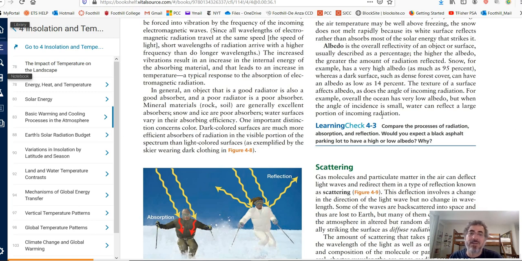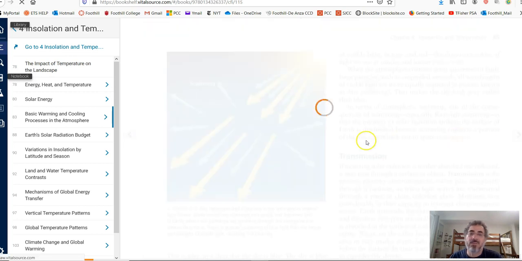So a body that has a high albedo may have 80-90% albedo, meaning that 80 to 90% of the light is reflected, and those tend to be lighter color surfaces. Okay, so things like snow and clouds have high albedo. Things like a dark roof or a road would have a low albedo.